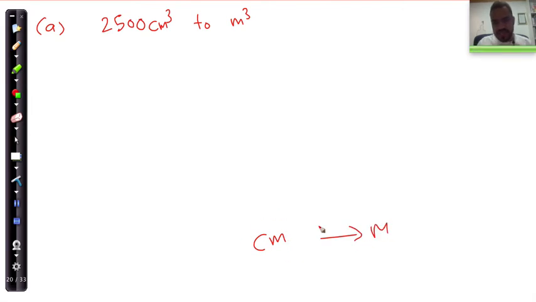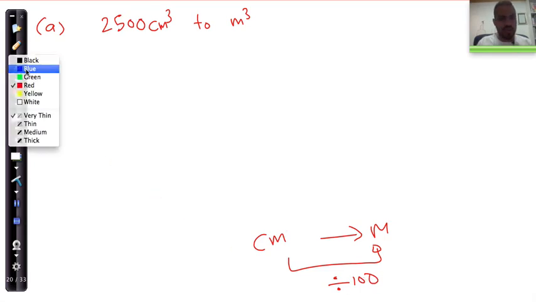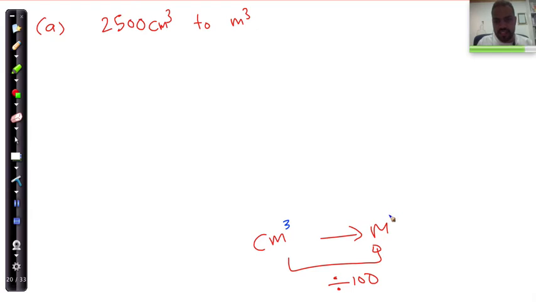There's 100 centimeters in each meter, and when I go from a smaller unit to a larger unit, I know I divide, right? And I divide by 100. Now in the case of moving from centimeters cubed to meters cubed, I must divide by 100 cubed. So let me just put those cubes in blue, and you can see how this builds on from the first one, right?